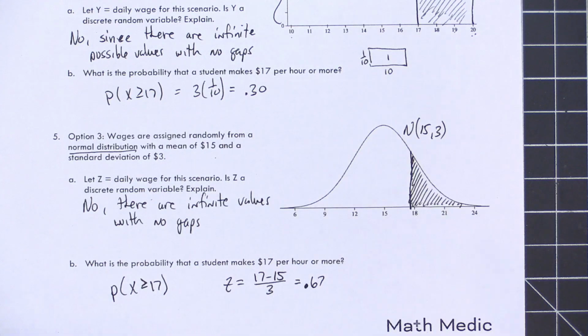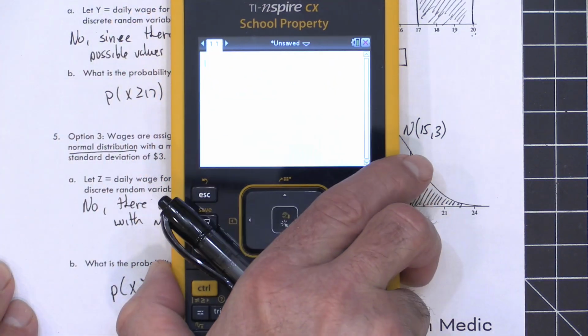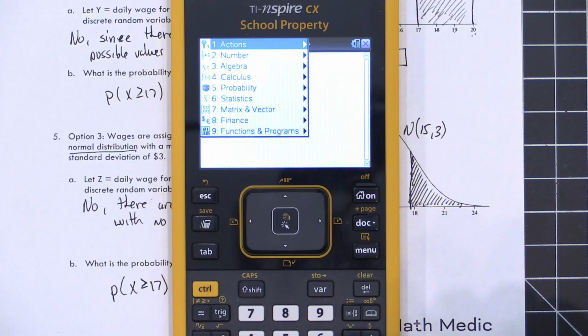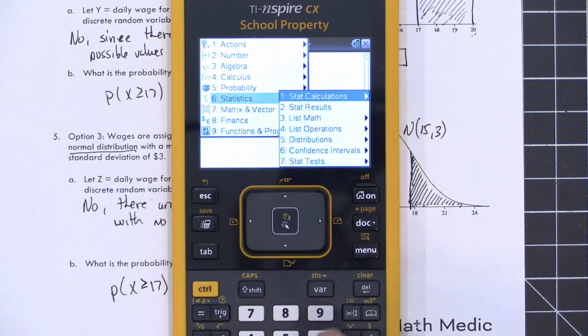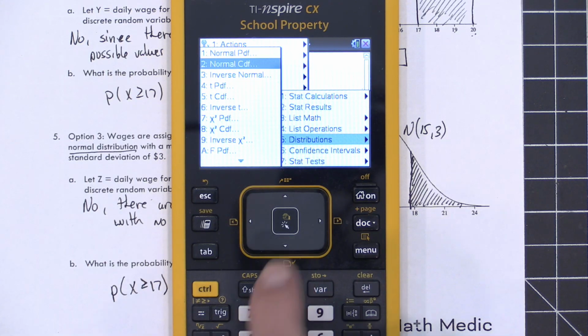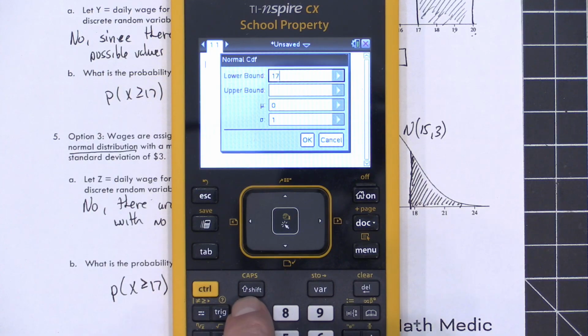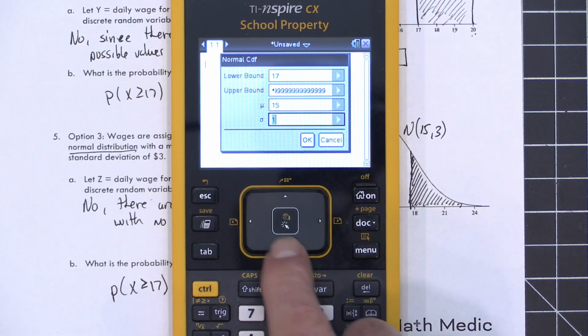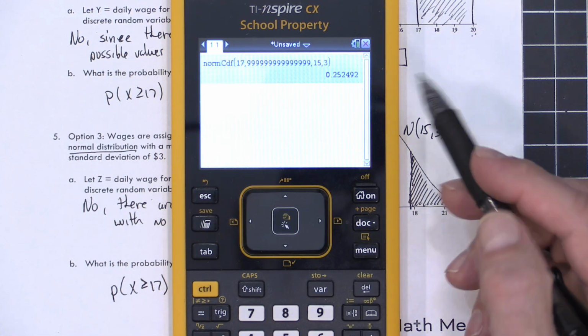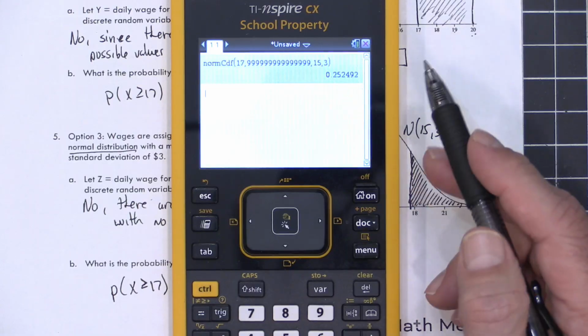Okay? So now there's a couple ways of doing this. So if we take our calculators here, let's go to my calculator here. So we need to find the area on the normal curve. So remember, go to menu, we go to statistics, we go to distributions, and remember normal CDF right here, normal CDF. If I'm going too fast, hopefully he can rewind it a little bit for you. Okay, so lower bound, 17. Upper boundary, infinity. So I'm just going to put 99999. The mean is 15. The standard deviation is 3. Hit enter. And this would be my probability, 0.2524.